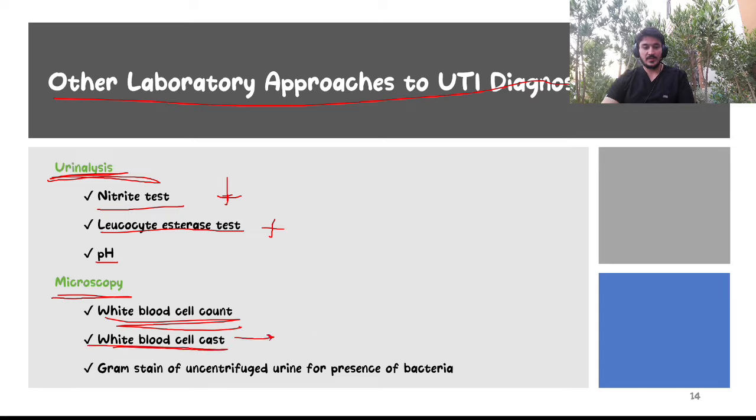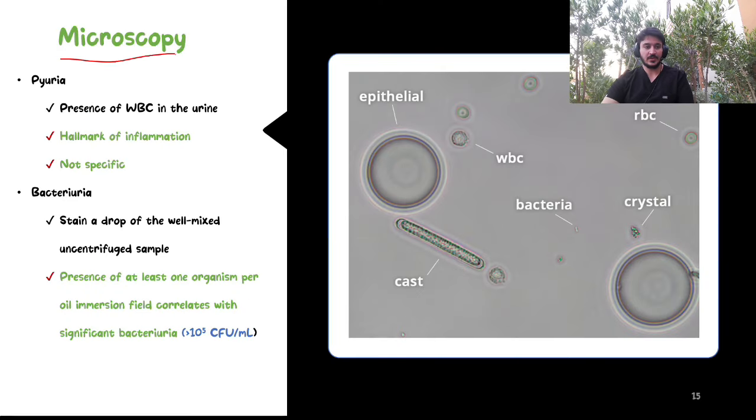White blood cell cast is basically for pyelonephritis, and we're going to get to that later. Just assume I wrote pyelonephritis. We also do a gram stain of the bacteria to know what type of bacteria is causing the infection. But what we mostly focus on is the white blood cell count. So here it is, microscopy.